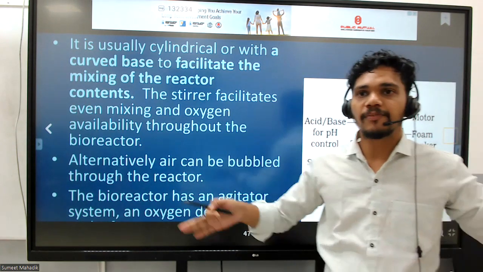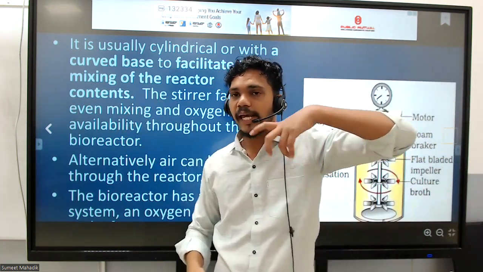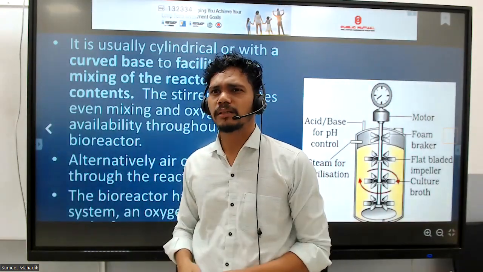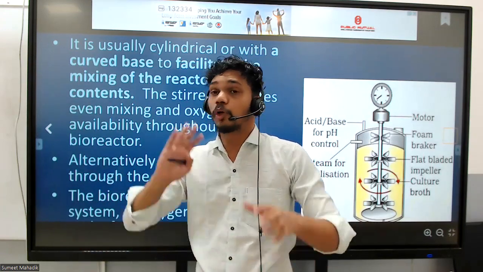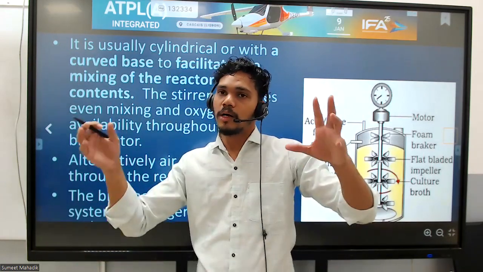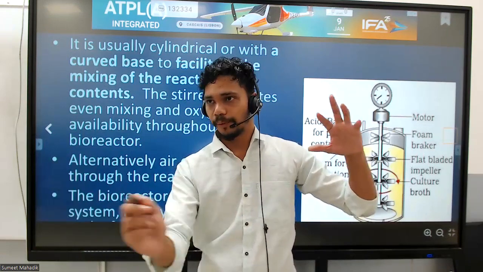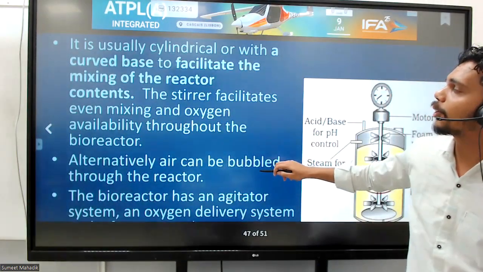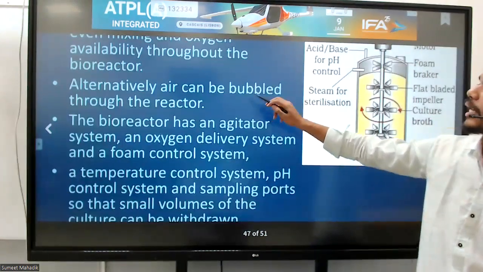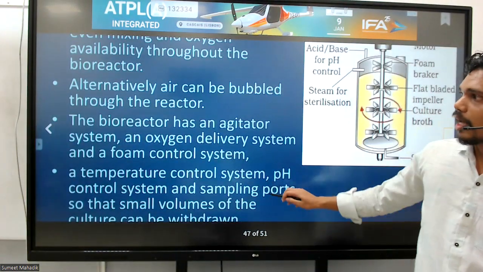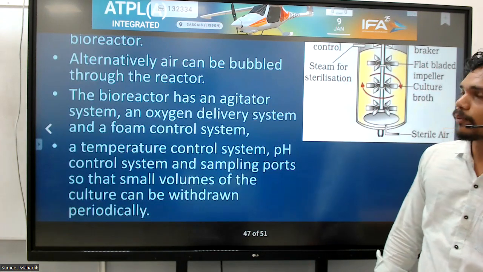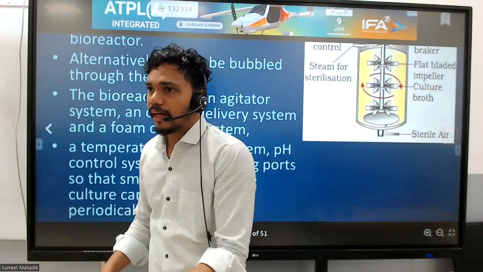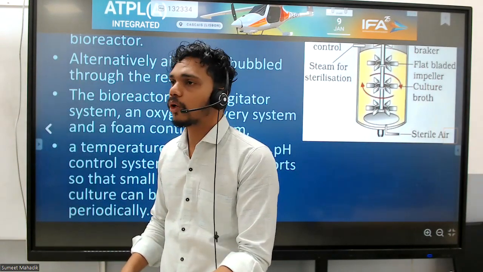Take an example, a fish tank. In a fish tank, if you don't use those bubbles, the air machine, it is not oxygen, it's air only. If you're not using it, it's not evenly distributed. Yes or no? Similarly, this is happening here. Even mixing and oxygen availability throughout the bioreactor. Alternatively, air can be bubbled through the reactor. The bioreactor has an agitator. What is an agitator? Continuously agitated. Whatever the form, it should not get sedimented.